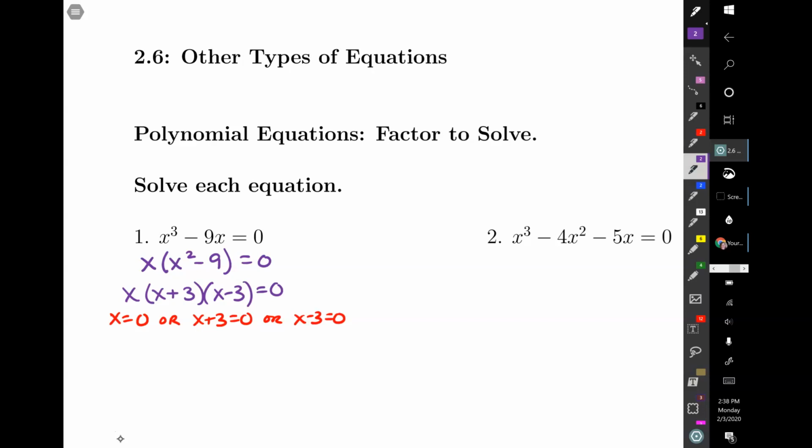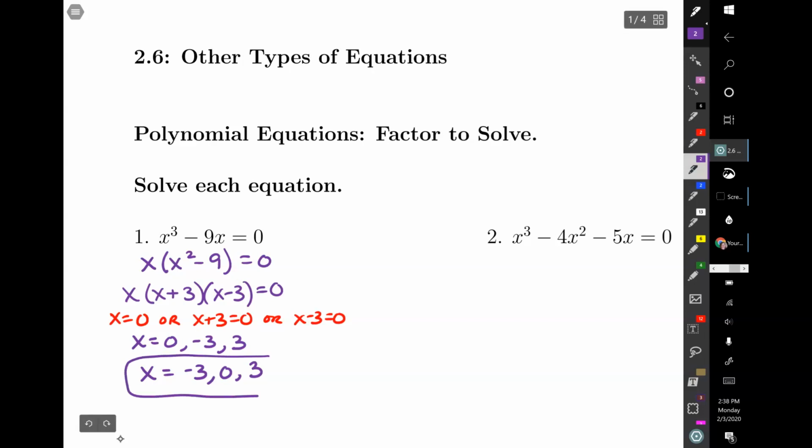So our answers would be, we could write it in set notation or just as x equals 0, comma, negative 3, and 3. We do want to put those in numerical order, so I'm just going to rewrite them as x equals negative 3, 0, and comma 3. So that would be my answer. I could put them back in to check. You can do that to verify, or if I asked you to do that, you would just plug each one in and make sure it works.